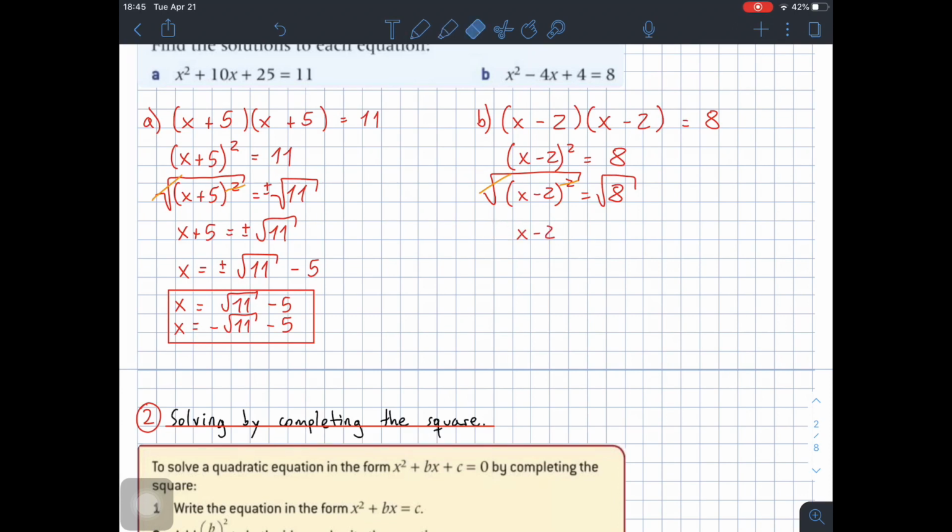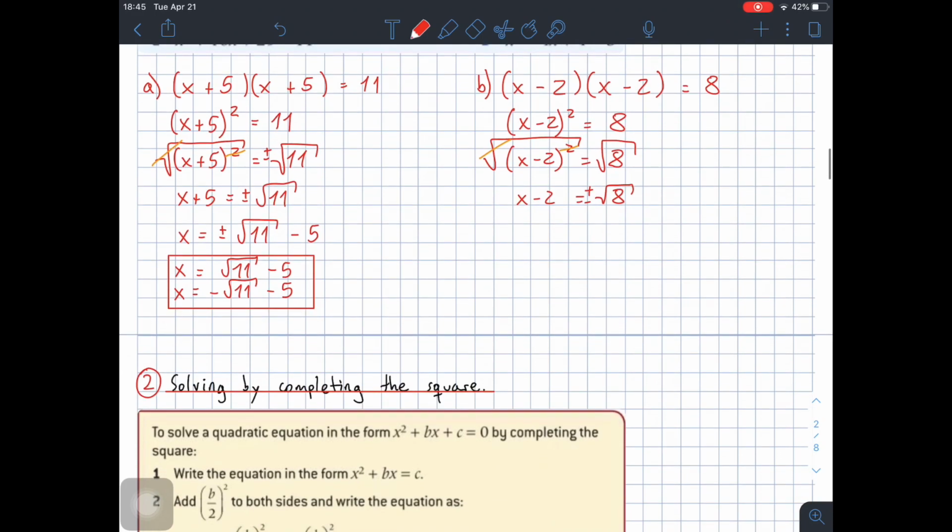without parentheses, equals root 8, plus or minus root 8, sorry. So finally, the values of x would be plus or minus root 8 plus 2, okay?